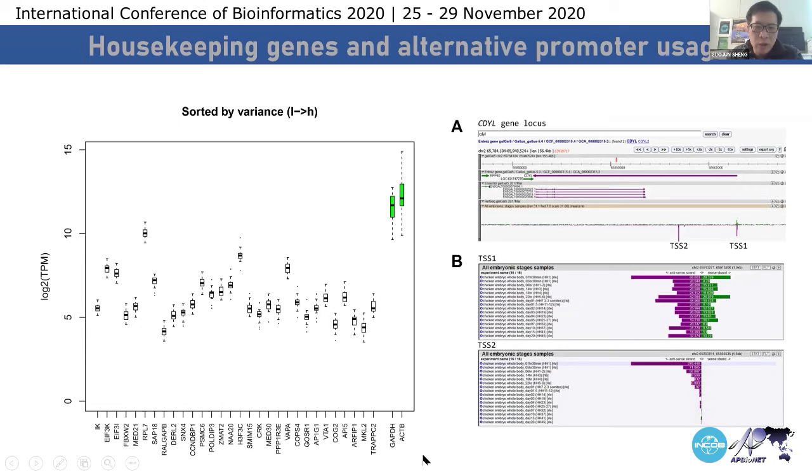For example, GAPDH is here, and beta actin is here. And even for housekeeping genes, we know that there is actually a huge variation in terms of the gene expression level. So this is a kind of cautionary tale for what people use as housekeeping genes here. Or the alternative promoter usage. In this particular case, a gene called CDYL has two promoters being used, TSS1 and TSS2. TSS1 is somewhat ubiquitous, and TSS2 is very tissue specific.